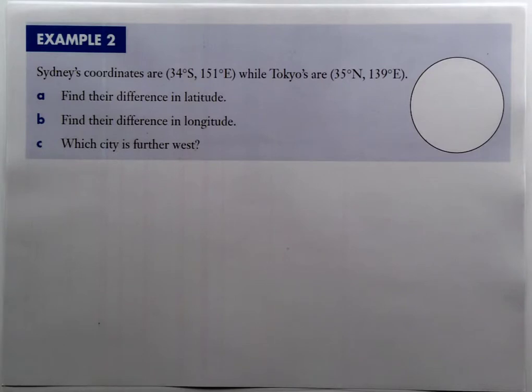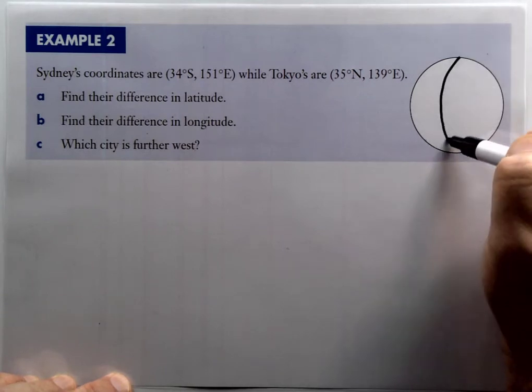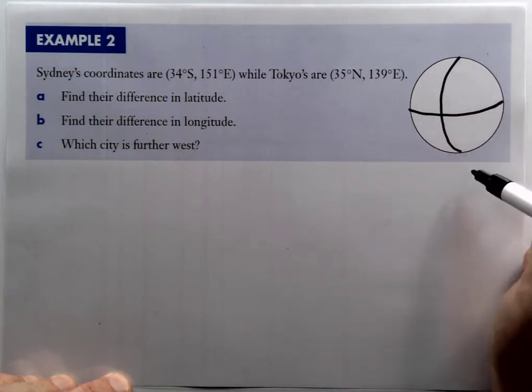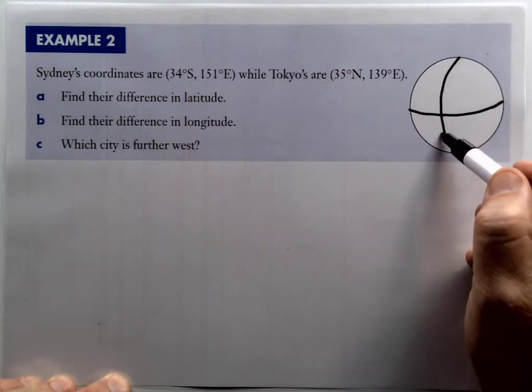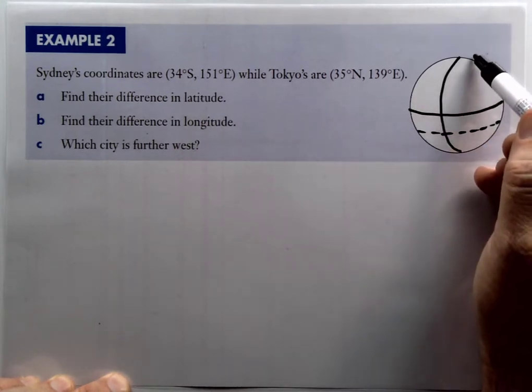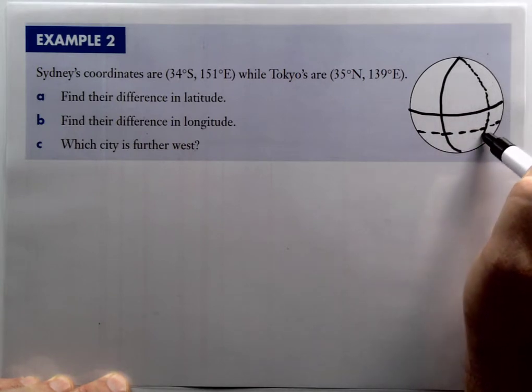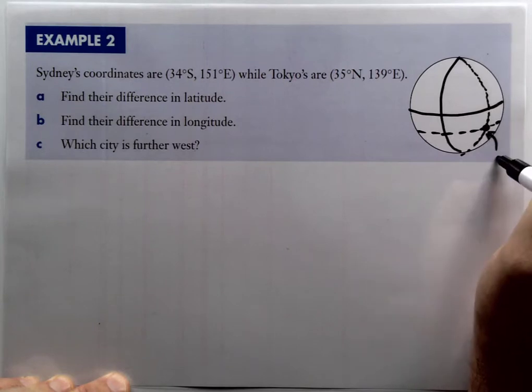Okay, we've got Sydney's coordinates are 34 degrees south, 151 degrees east, and Tokyo's are 35 degrees north, 139 degrees east. Okay, so let's firstly do it on the sphere, but we're going to find this a lot easier if we just do it on an ordinary number plane. So we've got our prime meridian here, we've got our equator like so. So Sydney is 34 degrees south, so about that sort of height there. 150 degrees east, it's actually around the back here somewhere. Okay, but let's just sort of draw it over here, sort of on the extremity there. Okay, so there's Sydney, just there.